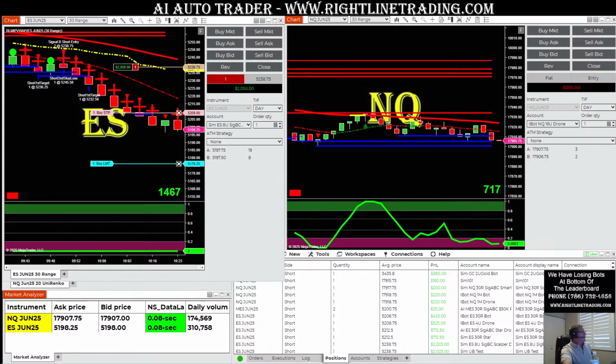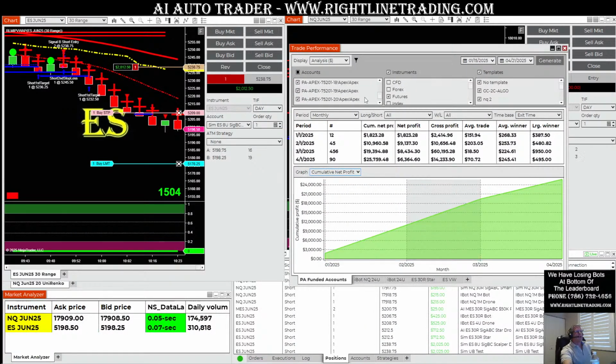Here's the PA accounts. Where we got today, 25,750 from January 15th to April 21st. So we just broke the $25,000 mark. Beautiful, beautiful equity curve. That's on a monthly.